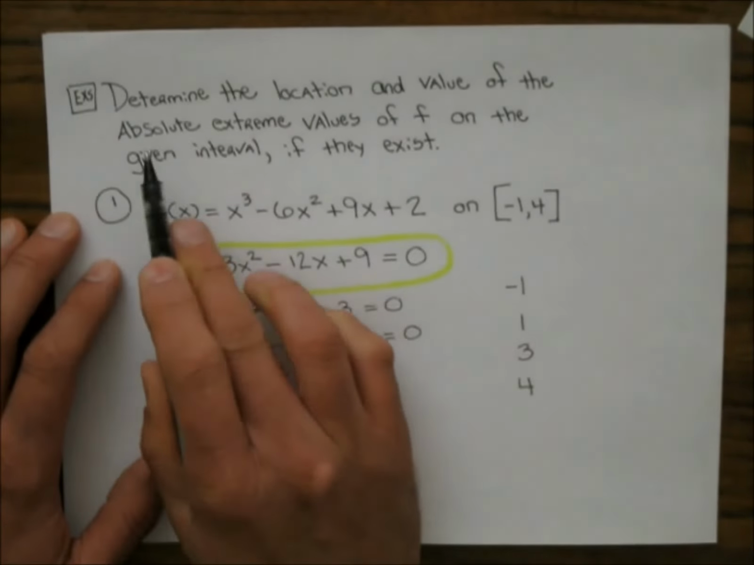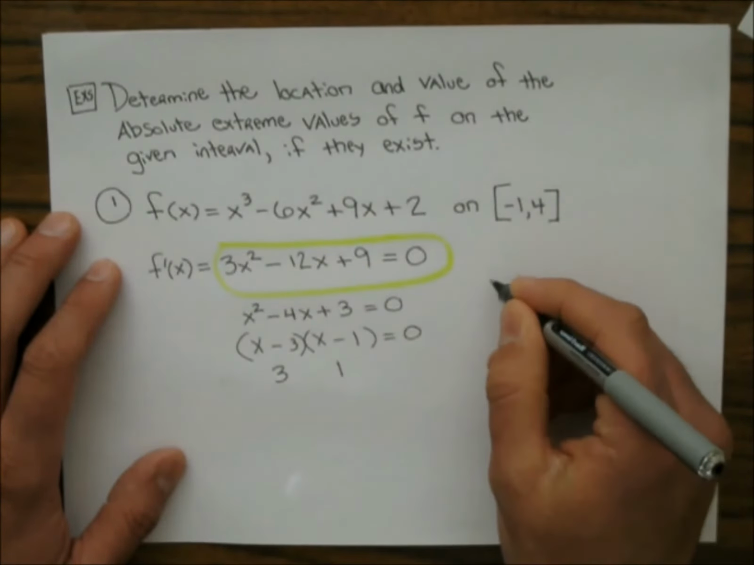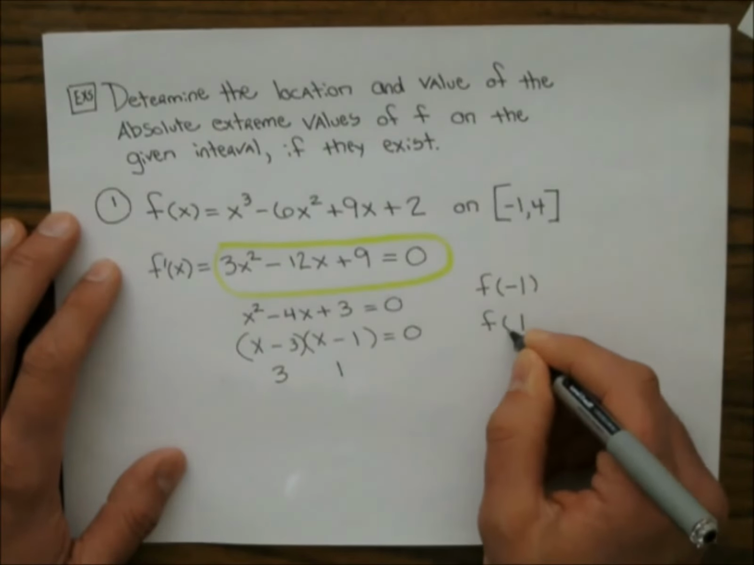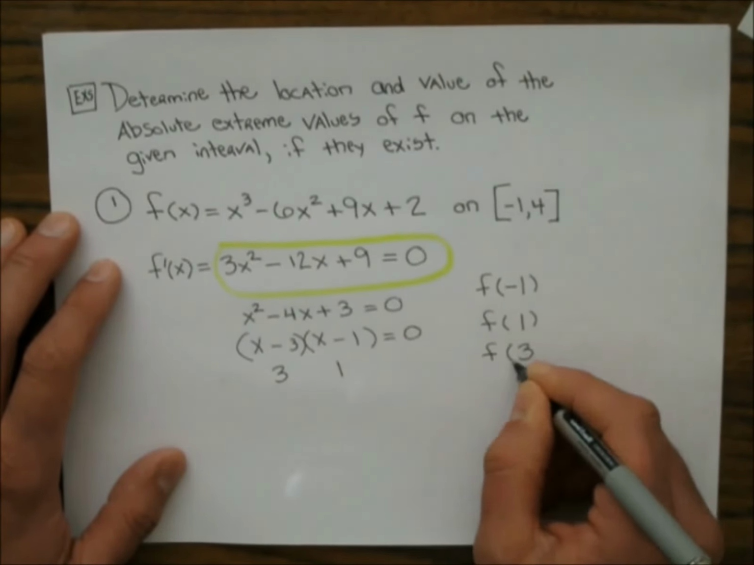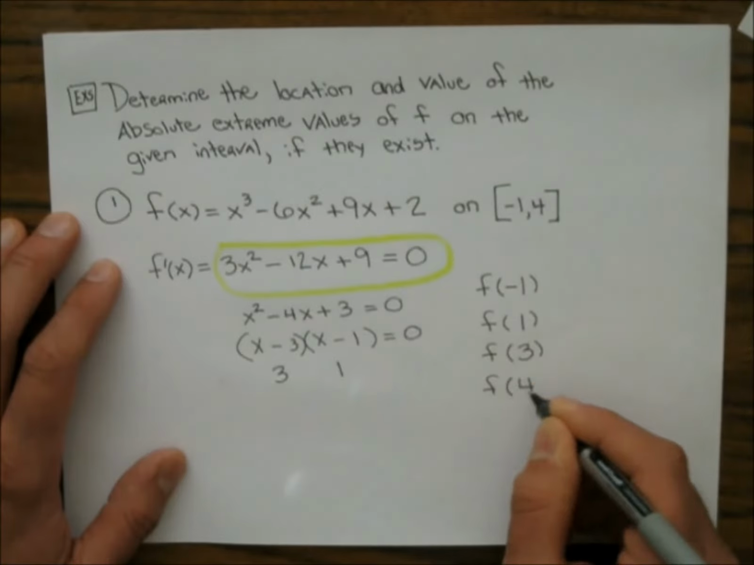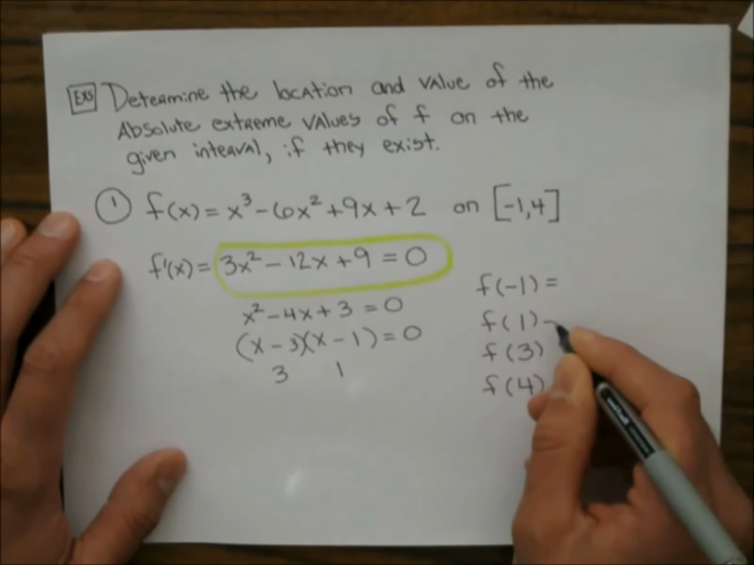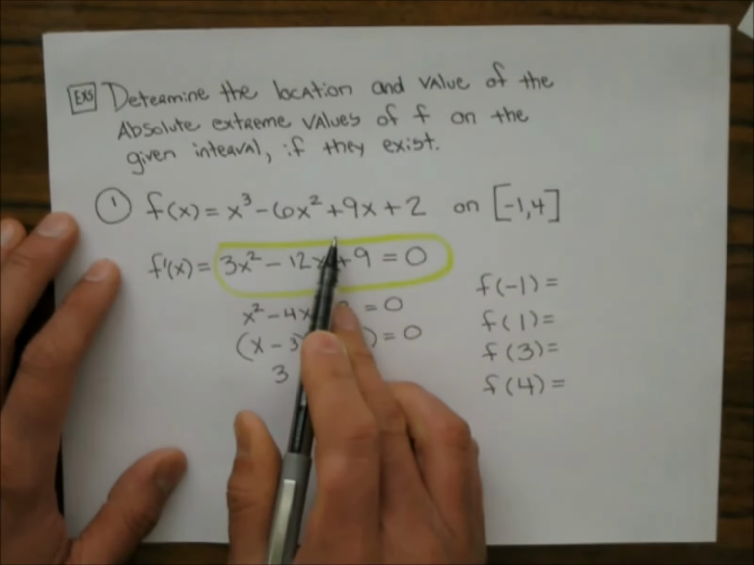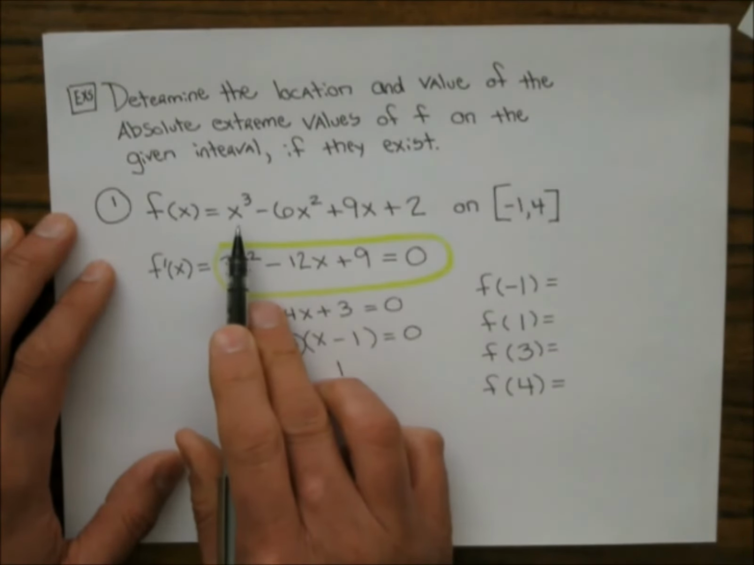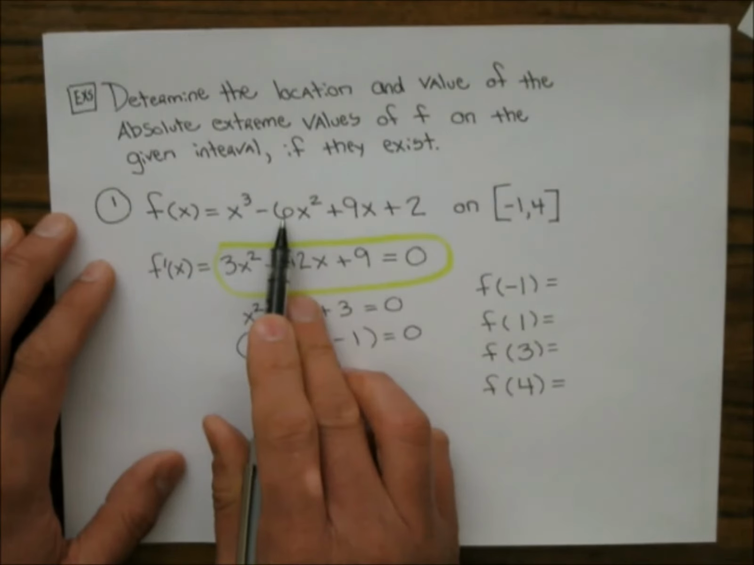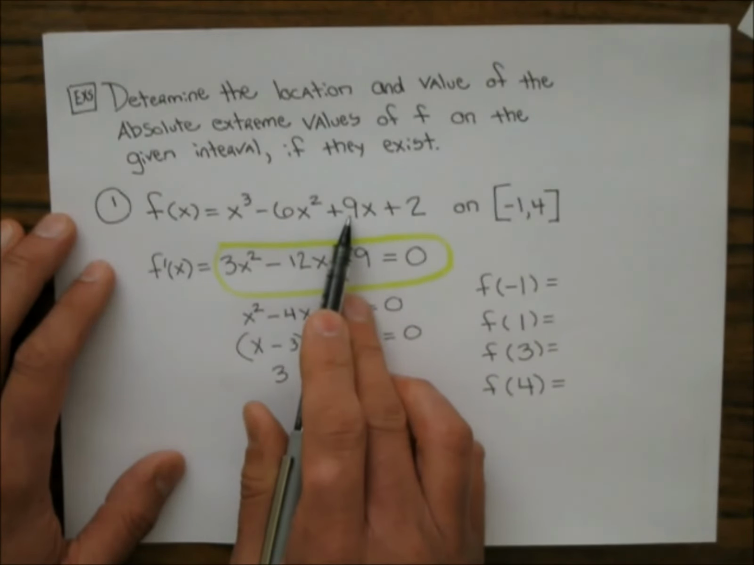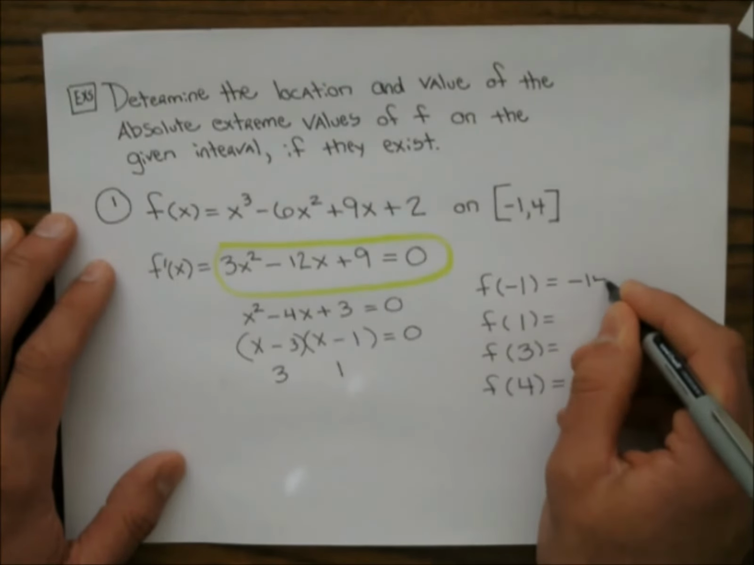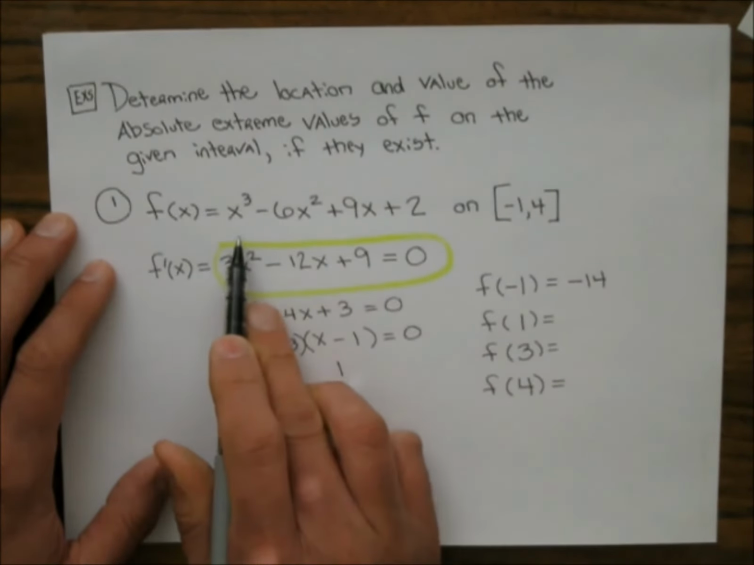So to find absolute extreme values, you plug those into the function. This is plugging it into the original function. So you plug -1 in there, you get -1 minus 6 minus 9, so that's -16, and then we have plus 2. So this is -14, and you plug 1 into this.